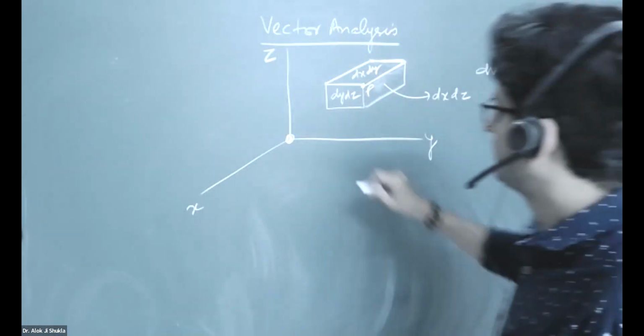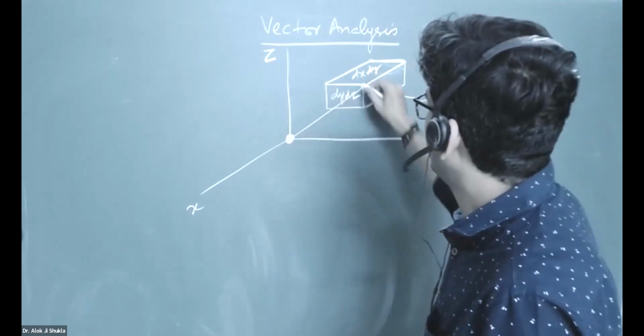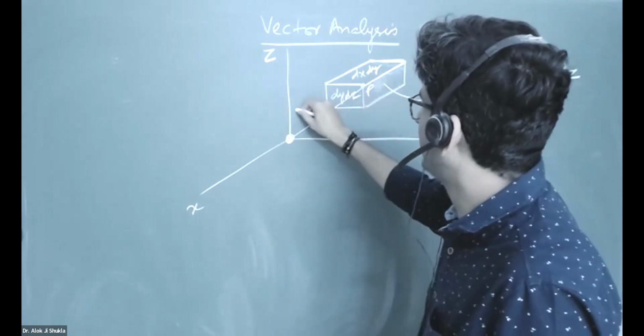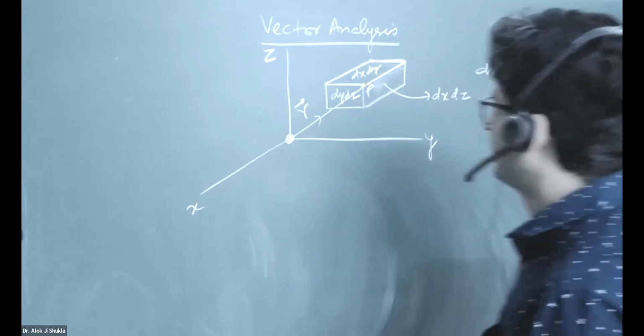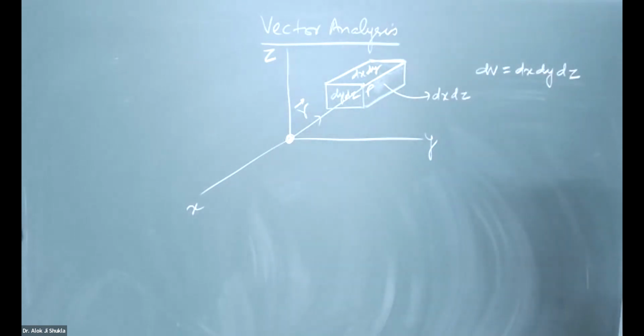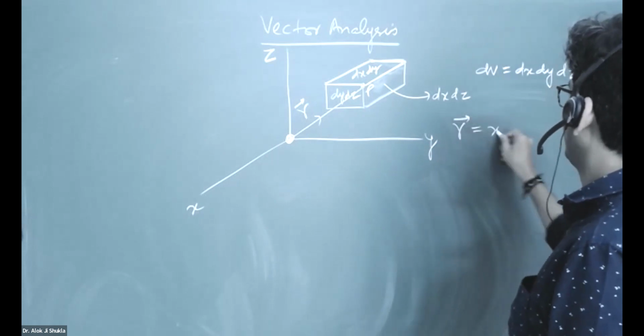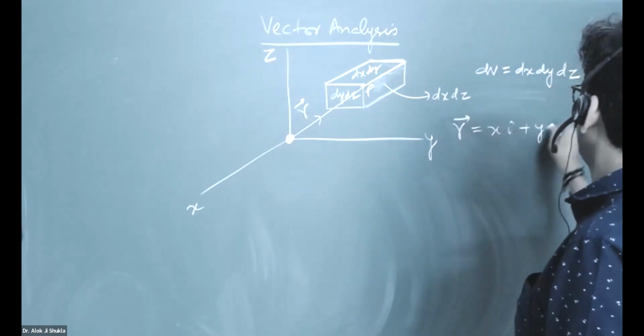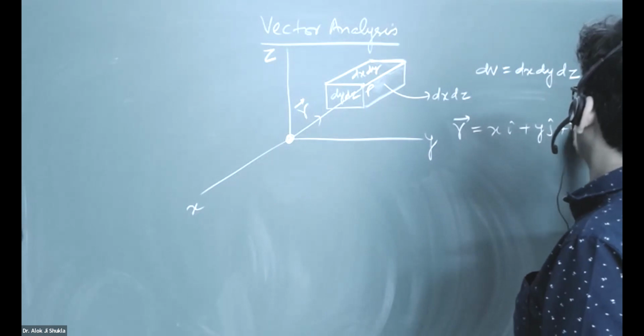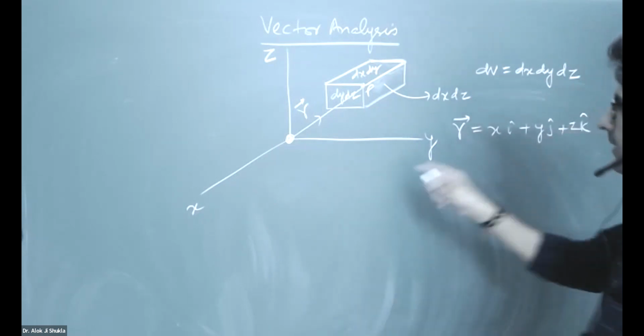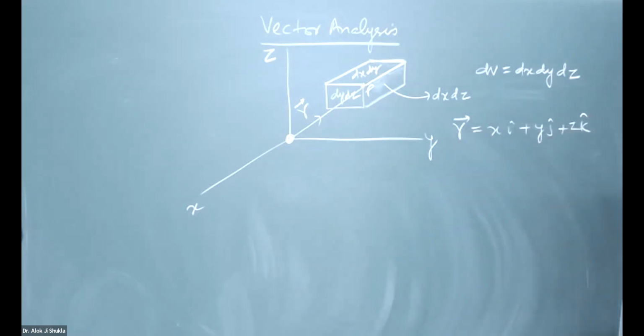And suppose this point is represented by a vector. Suppose that vector is r, and that r vector is given by x i cap plus y j cap plus z k cap, if the distances are x, y, and z.